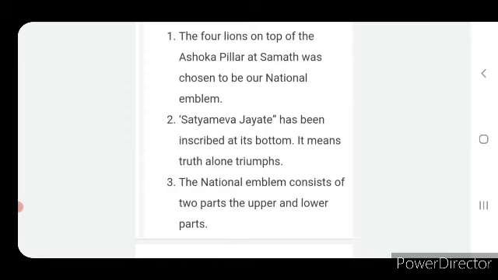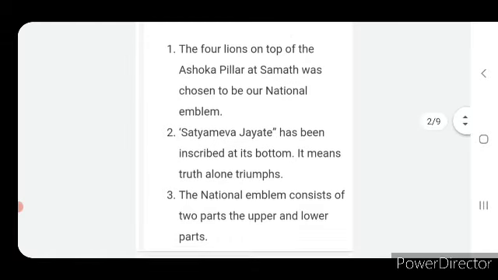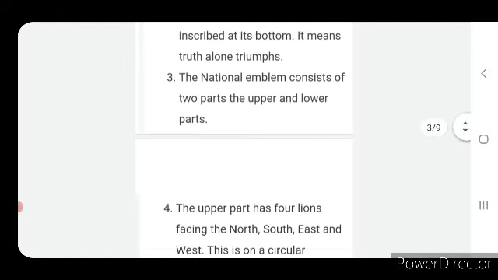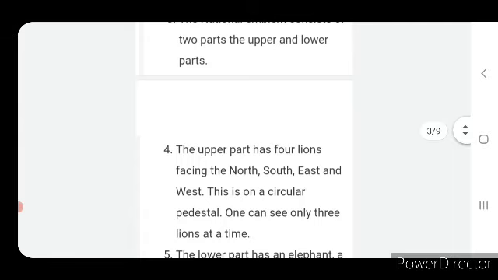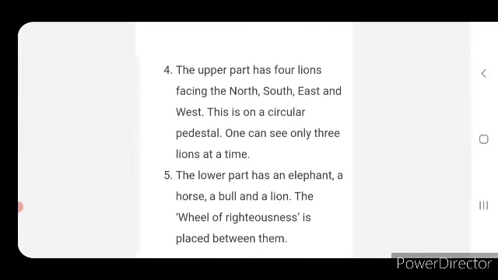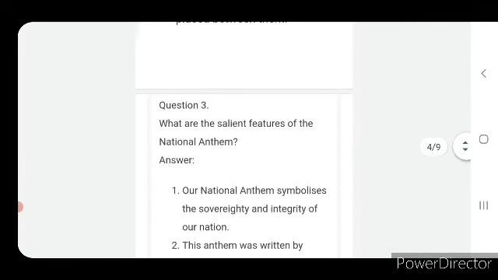The national emblem consists of 2 parts, the upper and lower parts. The upper part has 4 lions facing the north, south, east and west. This is on a circular pedestal. One can see only 3 lions at a time. The lower part has an elephant, a horse, a bull and a lion. The wheel of righteousness is placed between them.